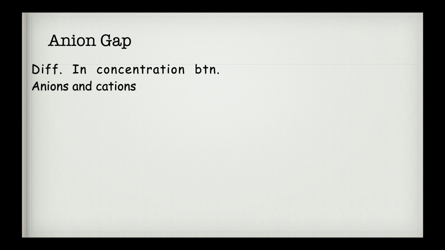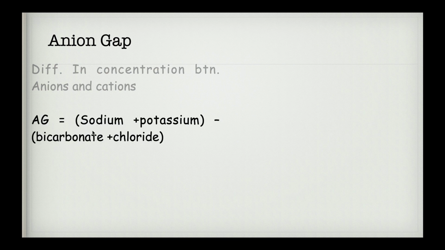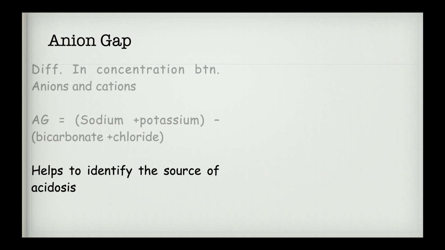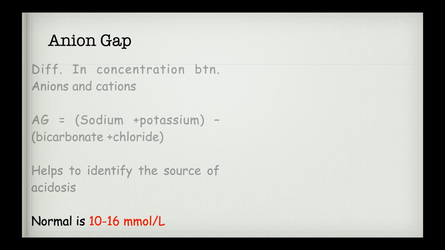Now, the next thing we need to know is the anion gap, and it is the difference between concentrations of unmeasured anions and cations. The formula is this. We subtract the measured anions from cations, and basically the cations are the sodium and potassium, and the anions are the bicarbonate and chloride. This anion gap helps us to determine the source of the metabolic acidosis, and the normal anion gap is 10 to 16 millimole per liter.